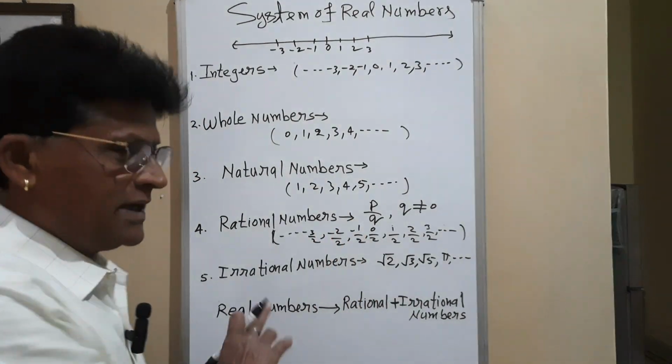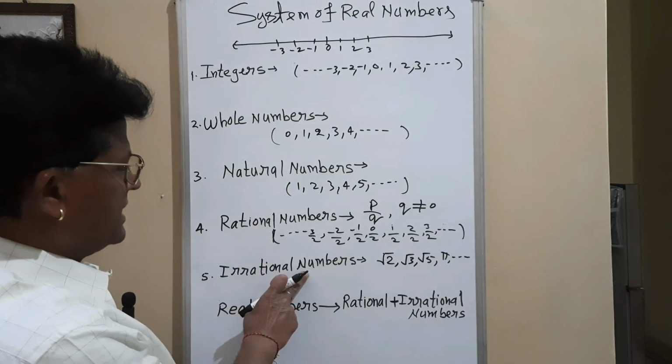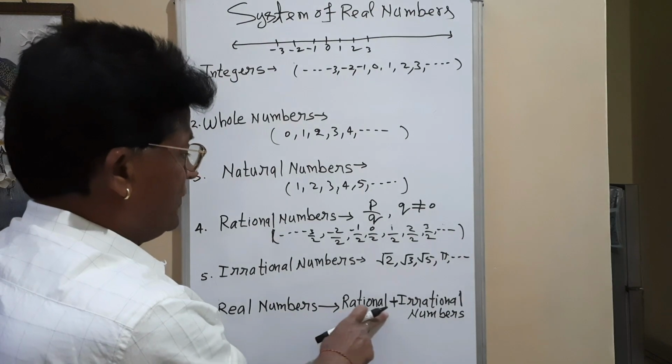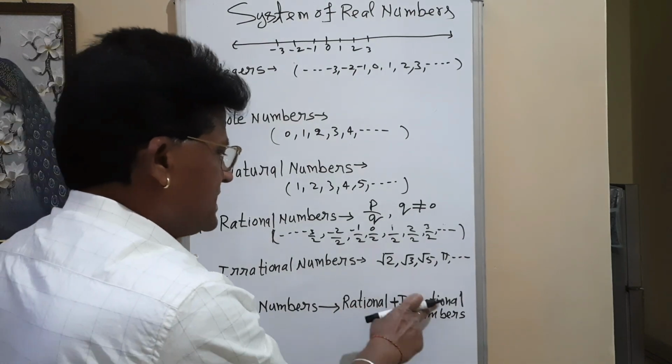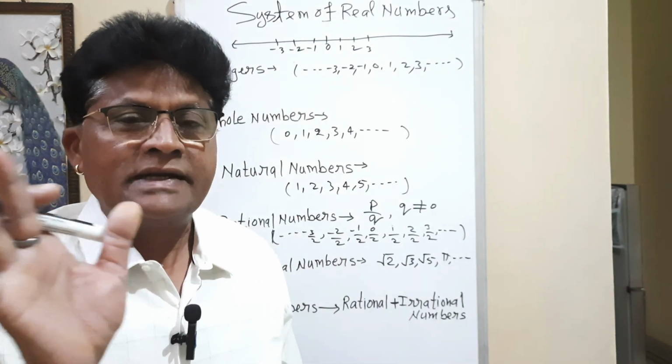Now come to the real numbers. What do you mean by the real numbers? The sum of rational and irrational numbers, these are known as the real numbers. Rational numbers plus irrational numbers. दोनों का sum कर लीजिए, that you will get the real numbers.